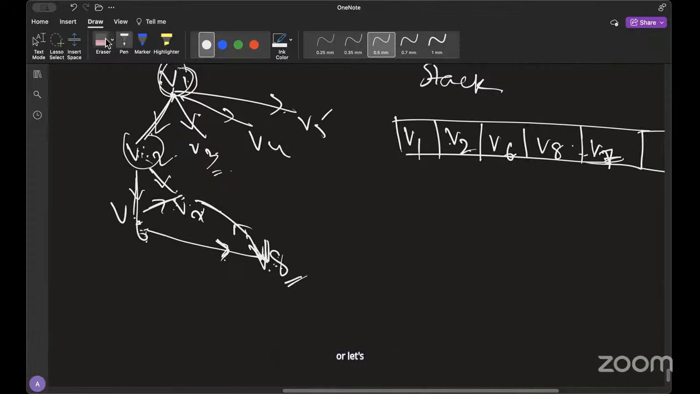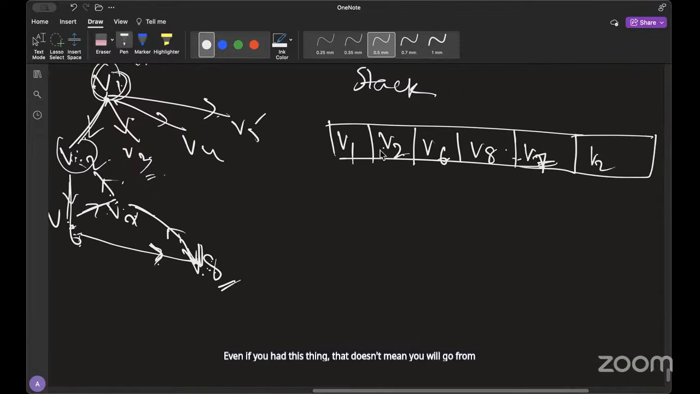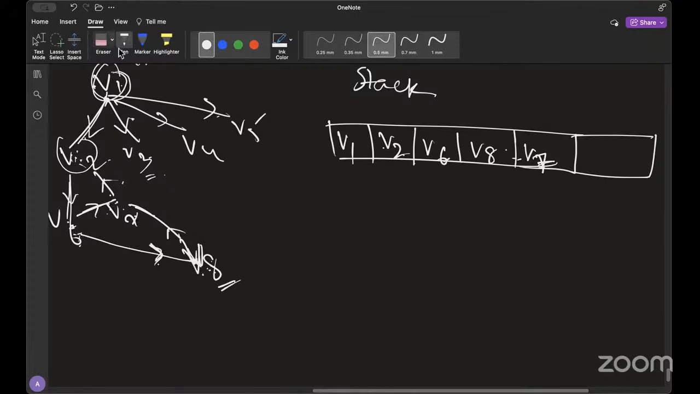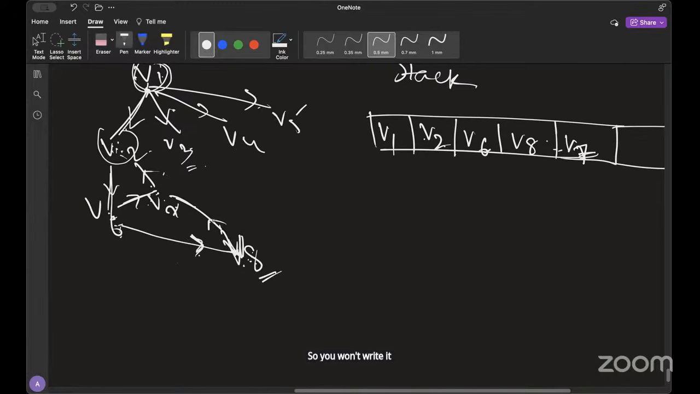Or let's say if you had this thing here. Let's take this edge to be this one. Even if you had this thing, that doesn't mean you will go from V7 to V2 because V2 is already done here. So you don't write it again. That means from V7, there's no other vertex left to visit, which has not been visited so far. Then you will trace back.